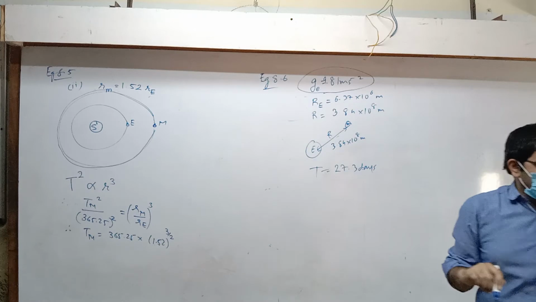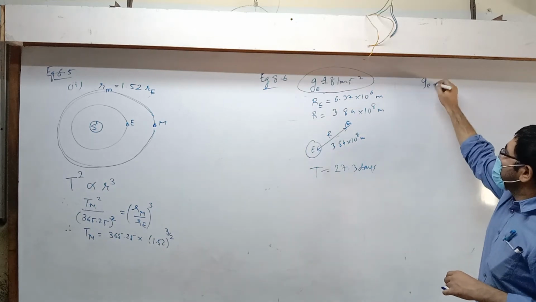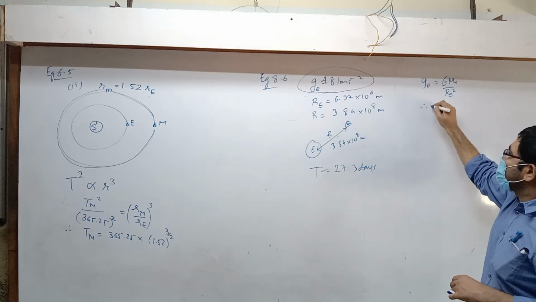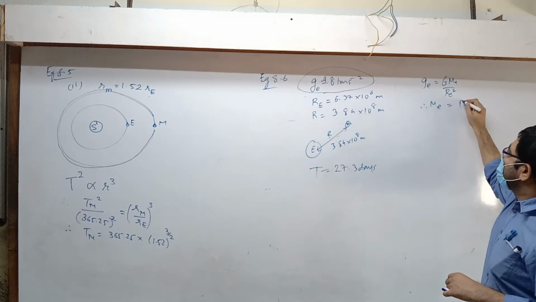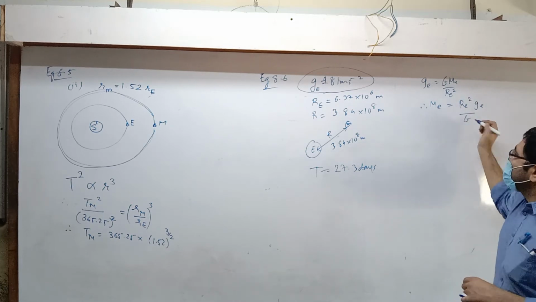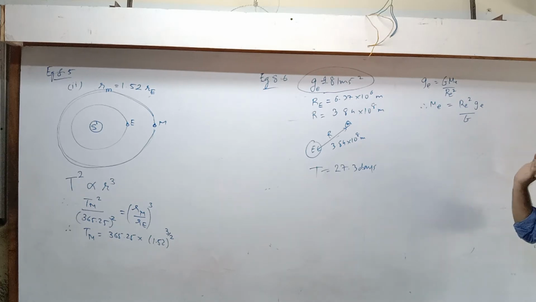From gE we can easily find the mass of Earth. What's the formula of gE? gE equals G ME by RE square. So this is one way to find the mass of Earth, isn't it? ME equals RE square into gE upon capital G. Clear? Put all values and get there.